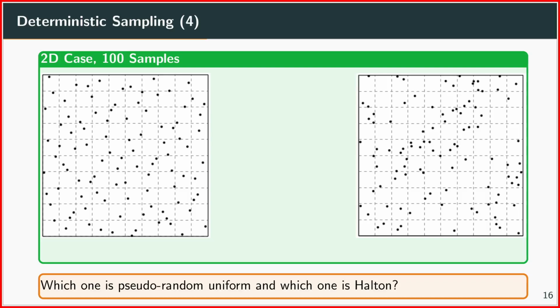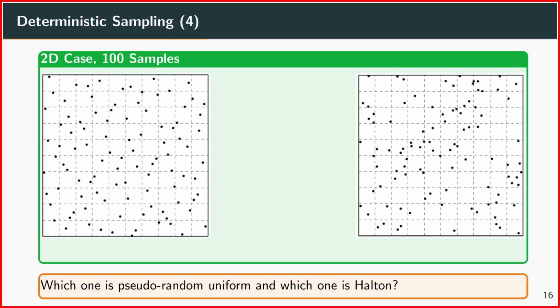Anyone an idea? The left one is Halton. Why? Because it's more uniformly distributed, more average on the space. Yeah, that is true.